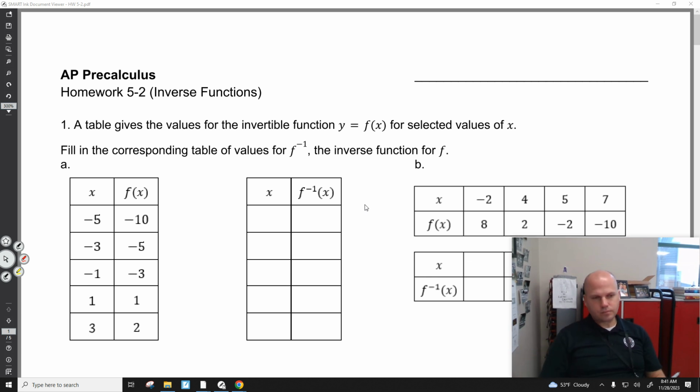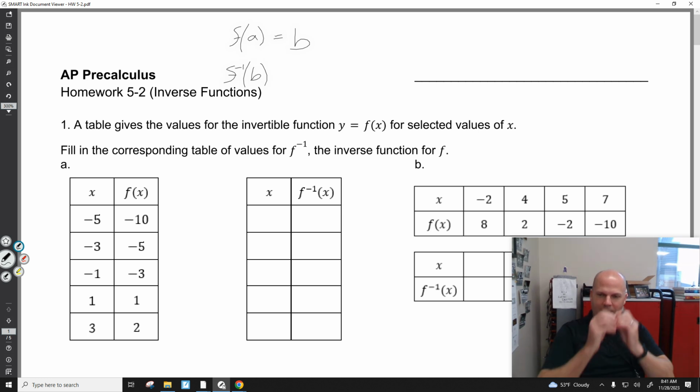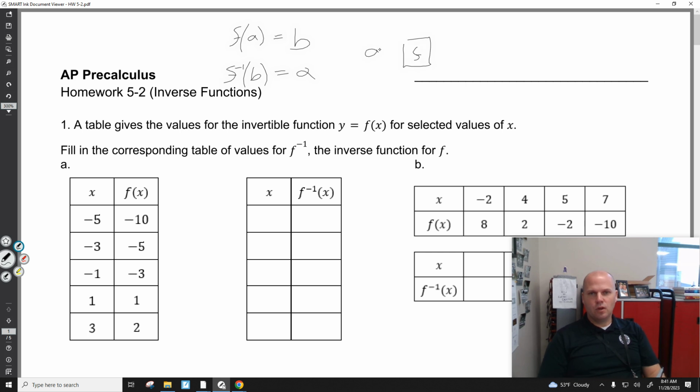And the key is the concept that if your function, when you plug A into its machine, outputs B, the inverse function will take that B, plug it into its machine, and bring it right back to A. So it's almost like thinking about our machines. F will take A, bring it to B. F inverse can take that B and bring it back to A.